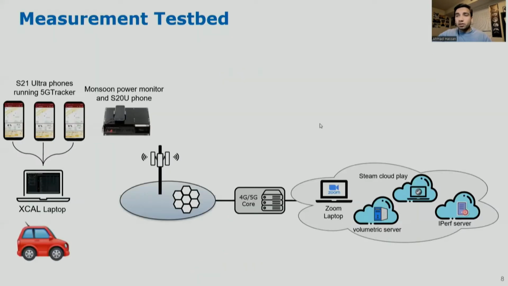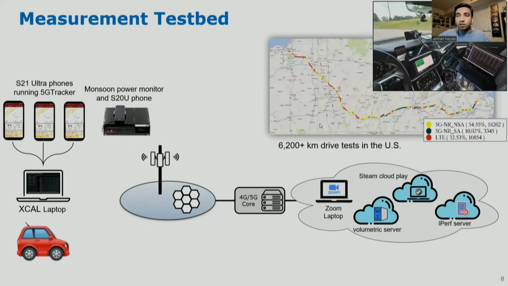So to conduct our measurements, we set up a comprehensive measurement testbed comprising multiple smartphones with access to 3 major 5G providers. We also have an updated version of a custom-built Android tool, 5G Tracker, that captures mobility-related information on unrooted smartphones. We also have a professional tool, XCal, that collects cellular control plane messages on mobile devices. And we have a physical power monitor to accurately profile mobile phones' energy drain. So using this testbed, we cover a distance of more than 6,200 kilometers across the US and carry out several types of measurements.